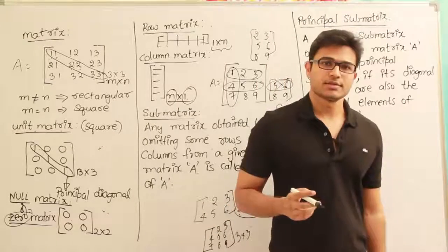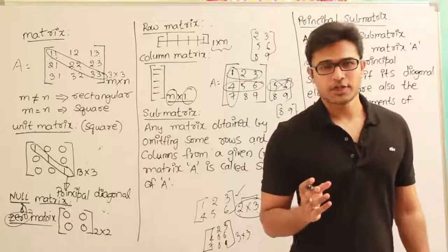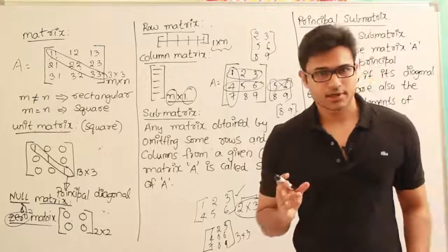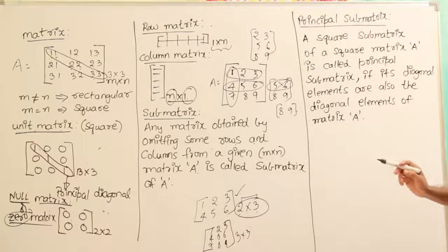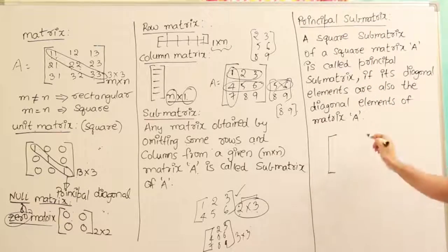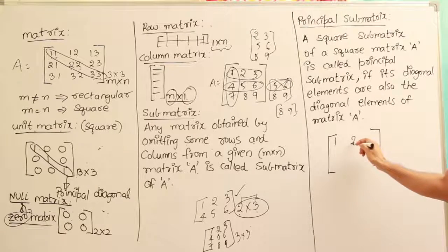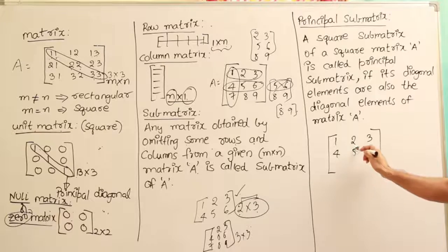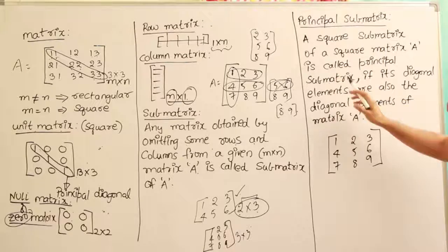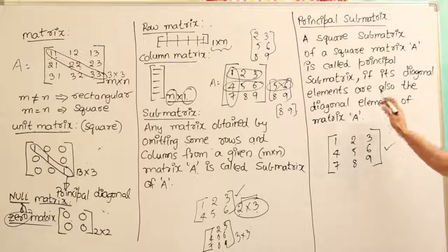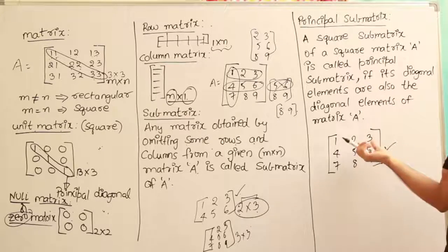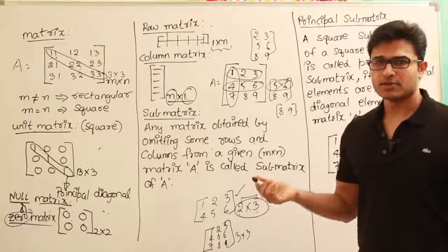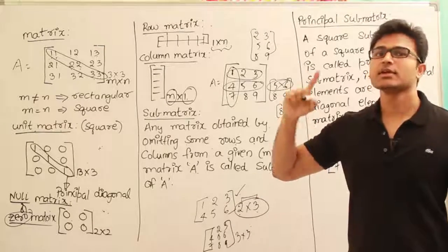And out of these submatrices there are some special matrices which have some significance, right? So one such matrix is the principal submatrix. See this, principal submatrix means, let us say we have a square matrix initially, 1 2 3 4 5 6 7 8 9, a square matrix. So from this square matrix you are supposed to find a square submatrix in such a way that the principal diagonal elements of the resulting submatrix should also be principal diagonal elements in the original matrix.